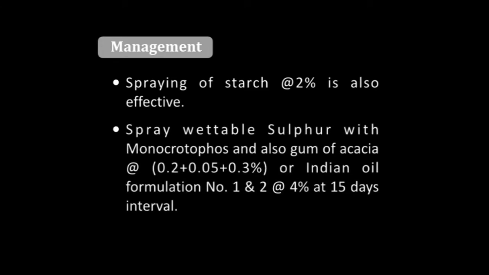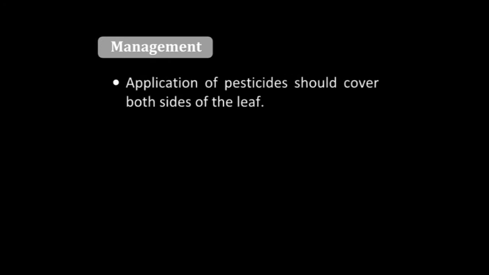Spray wettable sulfur with monocrotophos and also gum of acacia at the rate of 0.2 plus 0.05 plus 0.3%, or Indian Oil formulation number 1 and 2 at the rate of 4% at 15 days interval. Application of pesticides should cover both sides of the leaf.